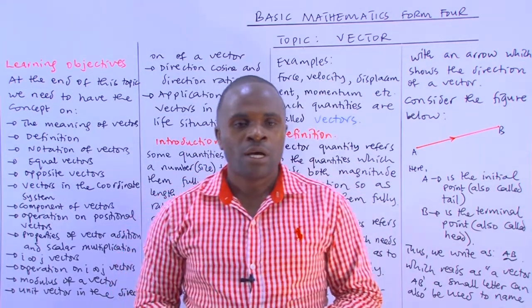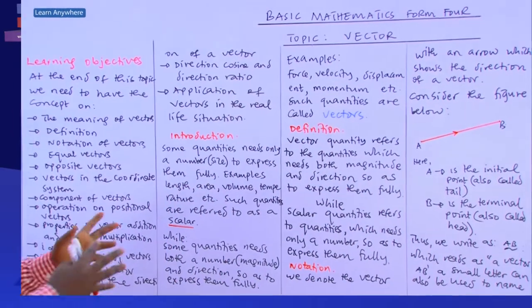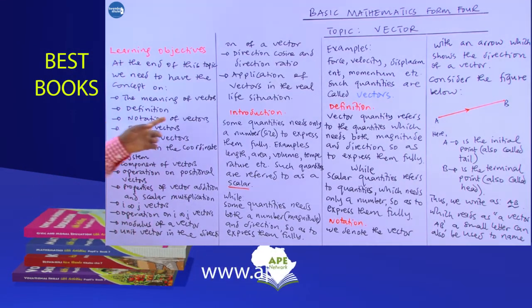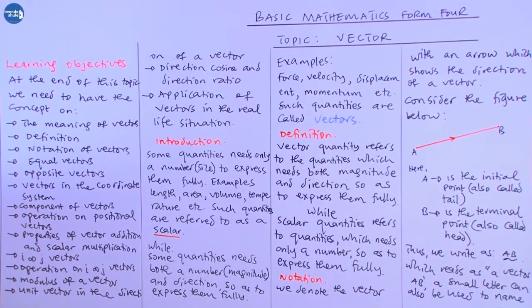So at the end of this topic, what concepts will you need to know to be competent enough with the topic? You will need to know the meaning of vector and the definition itself. How do we denote vectors? And we will also have to know the concept of equivectors, the idea of opposite vectors, the concept of vectors in the coordinate system, also called the positional vector, which is the special name. Also we'll have to reflect the idea of component vectors, as well as operations on the positional vector, as well as properties of vectors, vector addition and scalar multiplication, what properties hold with such kinds of vectors.